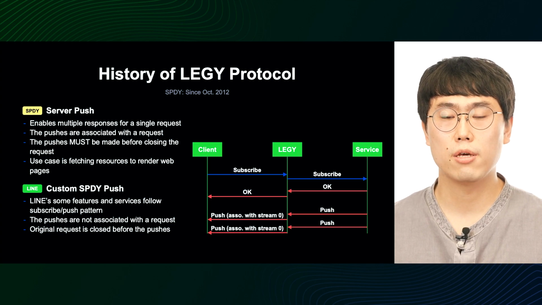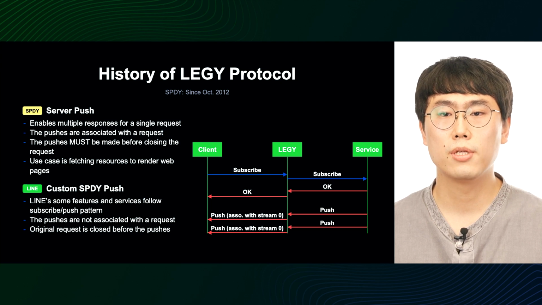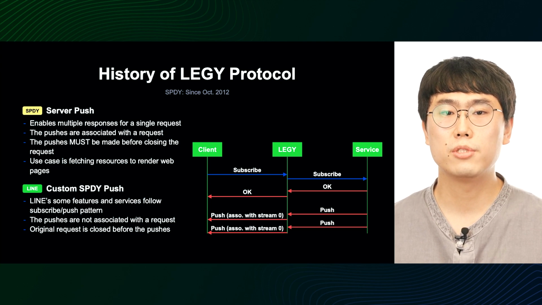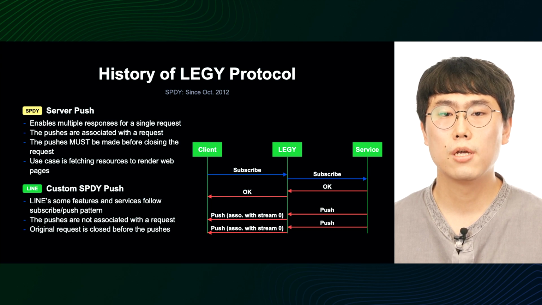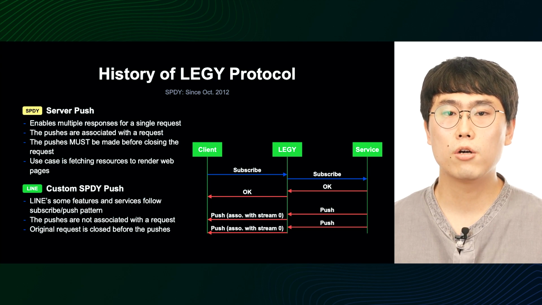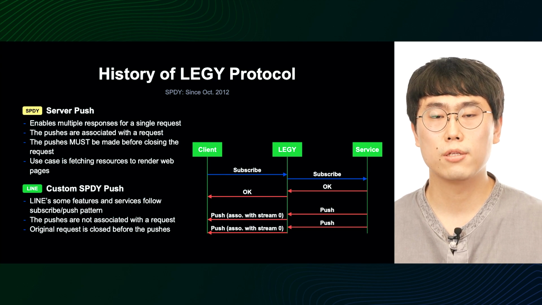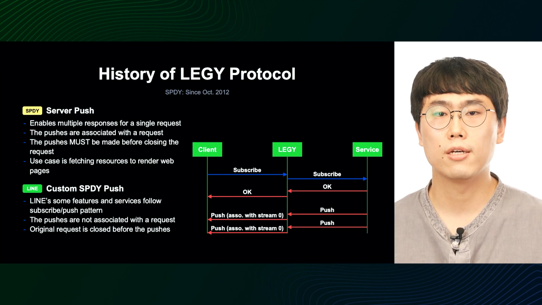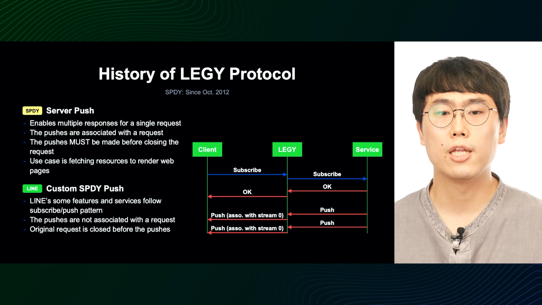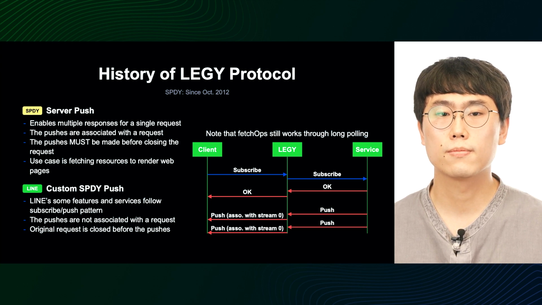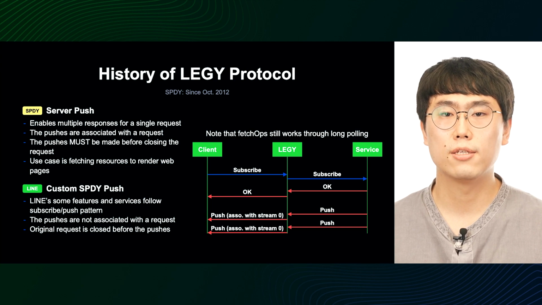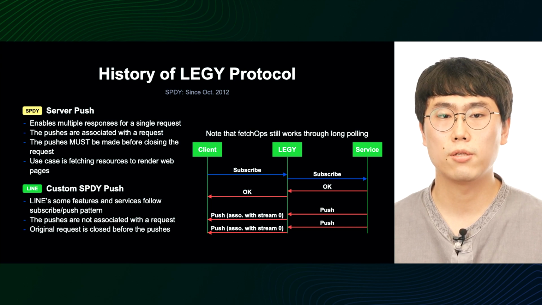To enable such push method, we associated every push stream with stream 0 because stream 0 is not used in SPDY. This is totally invalid according to the SPDY specification. In our push mechanism, client first sends subscribe request to a service through LEGY. After that, the service sends push request to LEGY, then LEGY finds the associated client's connection. It sends the data in a stream, associating it with stream 0. Note that FetchUp's API does not follow this pattern and it still works as long polling.